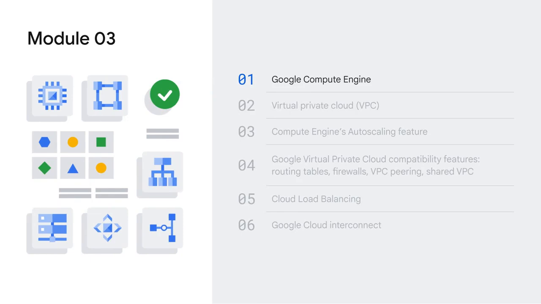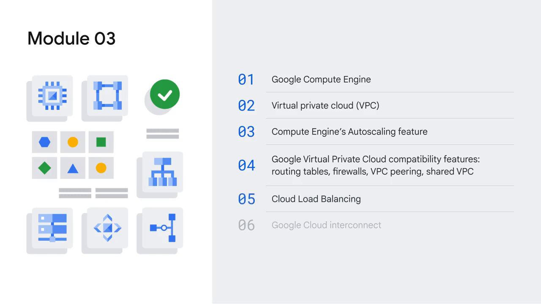In Module 3, you explored how Compute Engine works, with a focus on virtual machines and virtual networking. You were introduced to the VPC, or Virtual Private Cloud, Compute Engine's auto-scaling feature, and important Google Virtual Private Cloud compatibility features like routing tables, firewalls, VPC peering, and shared VPC, all of which result in the need for less network management. You also explored cloud load balancing, a fully distributed, software-defined, managed service for all your traffic. Finally, you compared how on-premises or other cloud networks can be interconnected with the Google VPC.